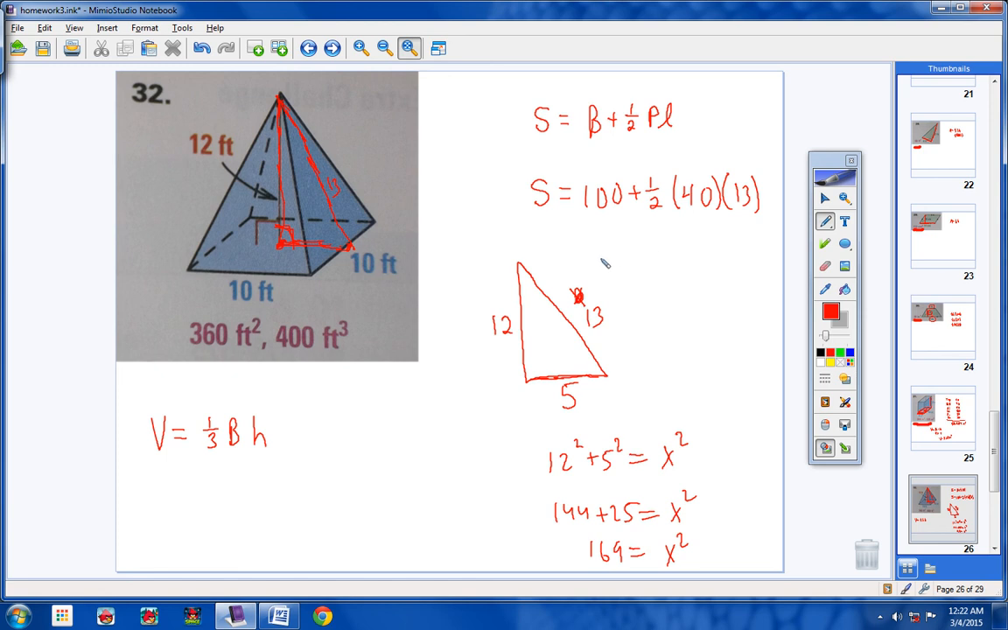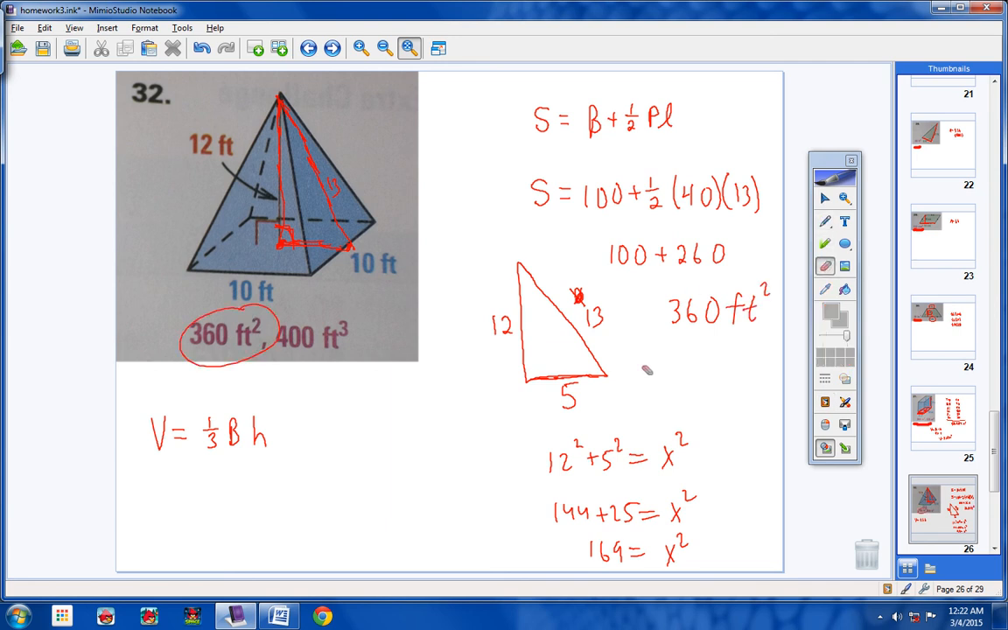So now let's see what I have. I have 100 plus 1/2 times 40 is 20. 20 times 13 is 260. Add those two together, and you get 360 square feet. So that's the surface area right here, okay?